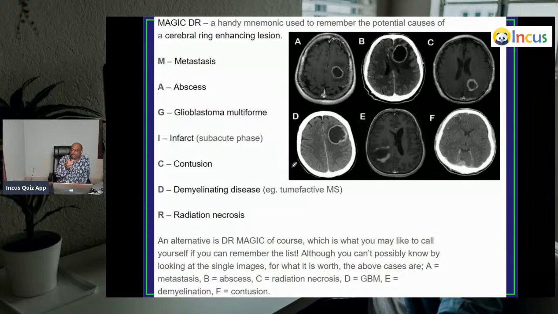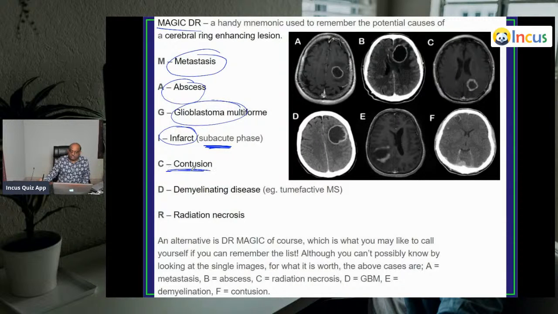Now, this is the explanation for the previous question. Which is a cerebral ring enhancing lesion? Is there any mnemonic to remember? Yes, sir. This is one important mnemonic which you need to remember. MAGIC DR: metastasis, abscess, glioblastoma multiforme, infarct in subacute phase, contusion, demyelinating disease like multiple sclerosis, radiation necrosis. Any of them can lead to development of a cerebral ring enhancing lesion, is what you need to remember.